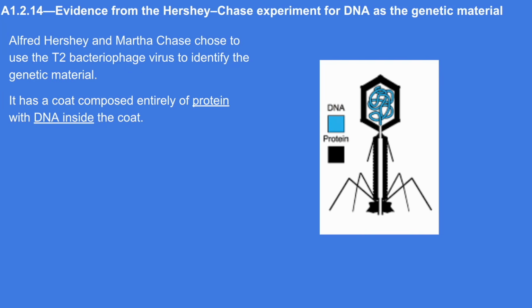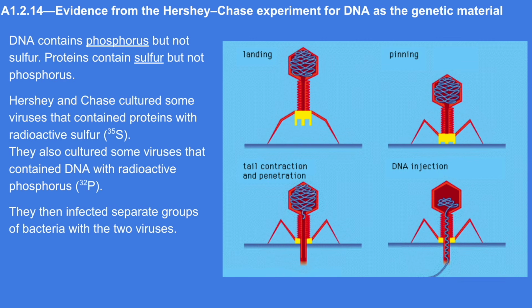So they chose to use a bacteriophage virus, which is a very simple virus made up of just DNA with a protein coat. So DNA has phosphorus in it. We just looked at how there's a phosphate group, okay? That is not present in amino acids. Okay, amino acids can have sulfur in some groups. We're going to talk about disulfide bridges that form as part of the tertiary structure. And sulfur is not found in DNA.